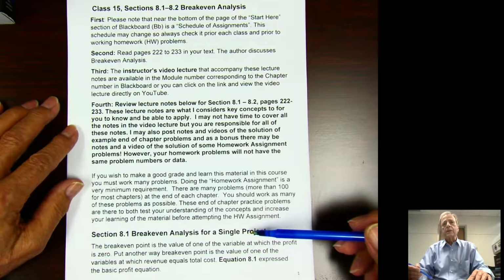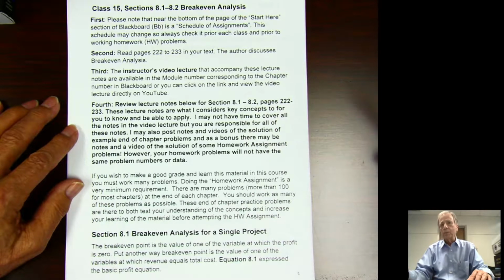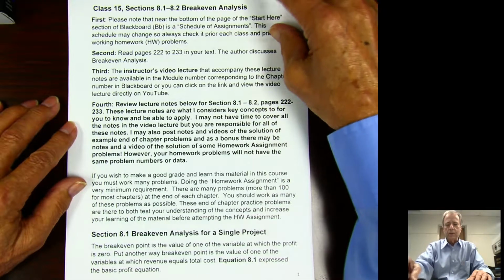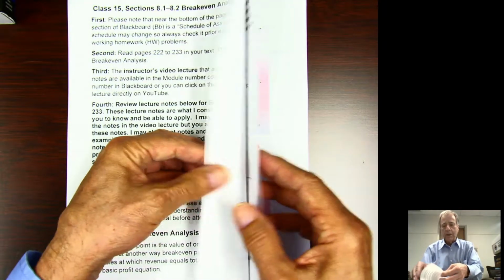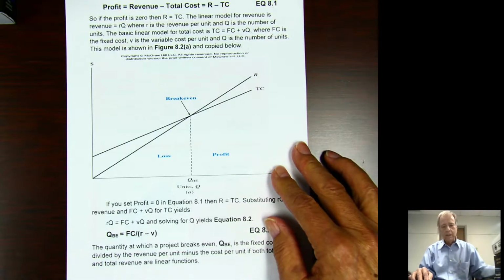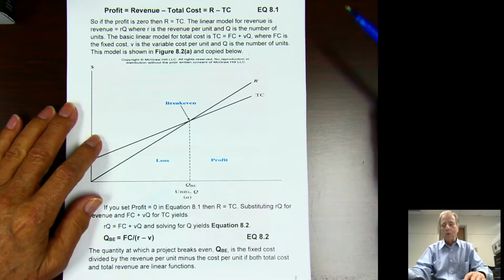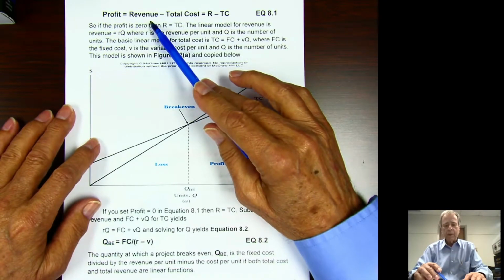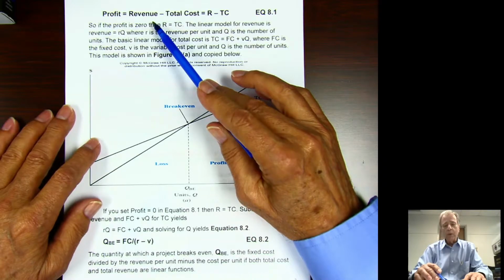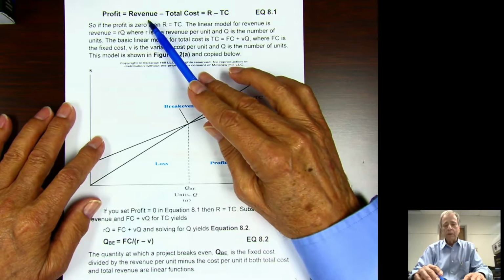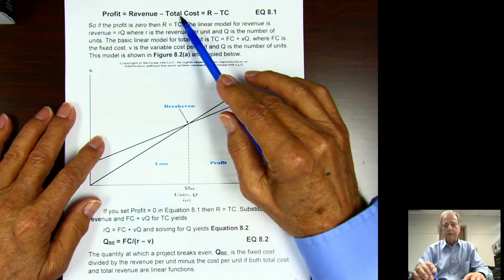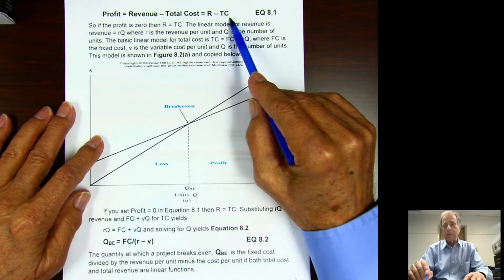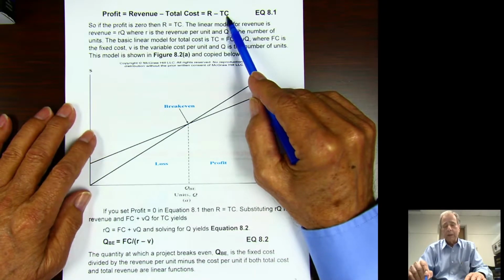Break-even analysis in section 8.1 deals with a single project, and the basic equation to find a break-even analysis is given in equation 8.1, which says the break-even point is basically where the profit is equal to zero. So if you take the revenue minus the cost, that's the profit, set it equal to zero, and that is where you break even, when your profit's zero, okay?